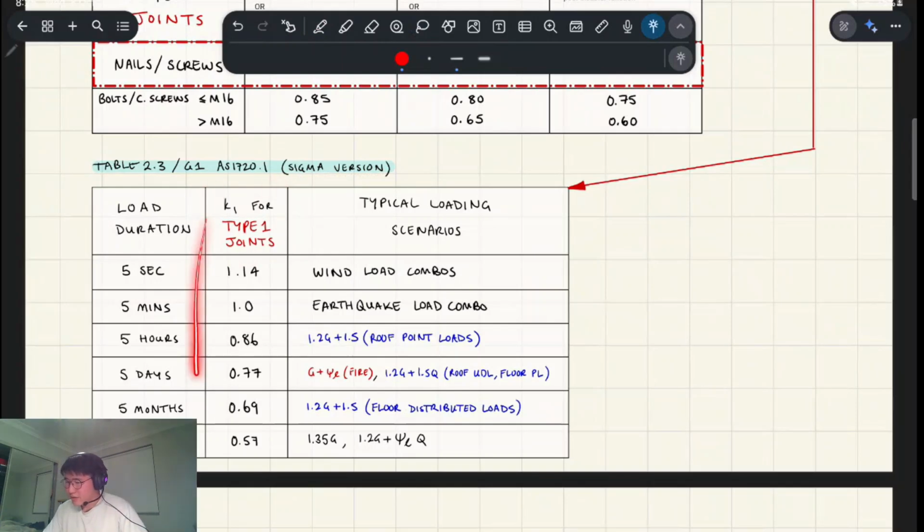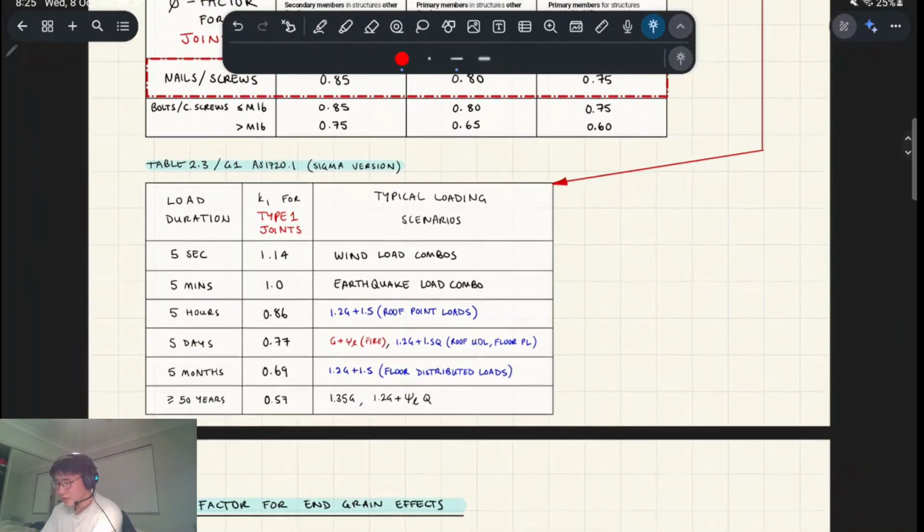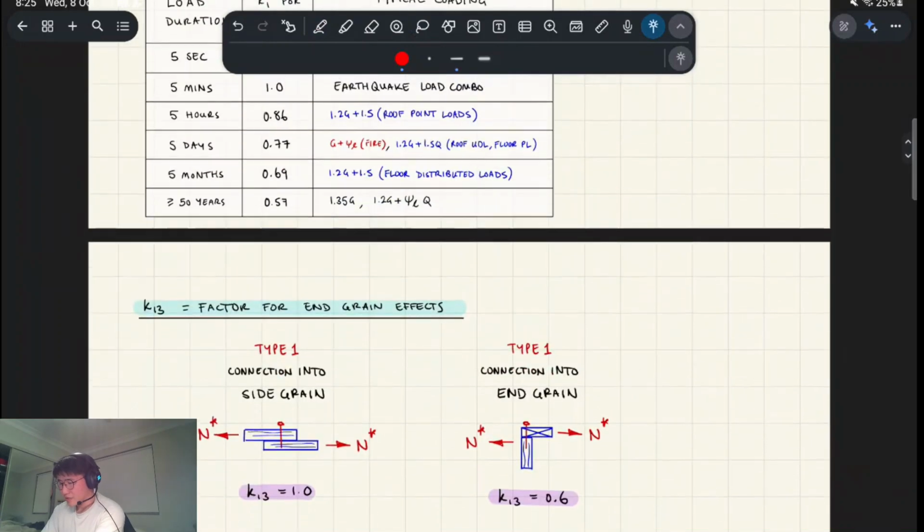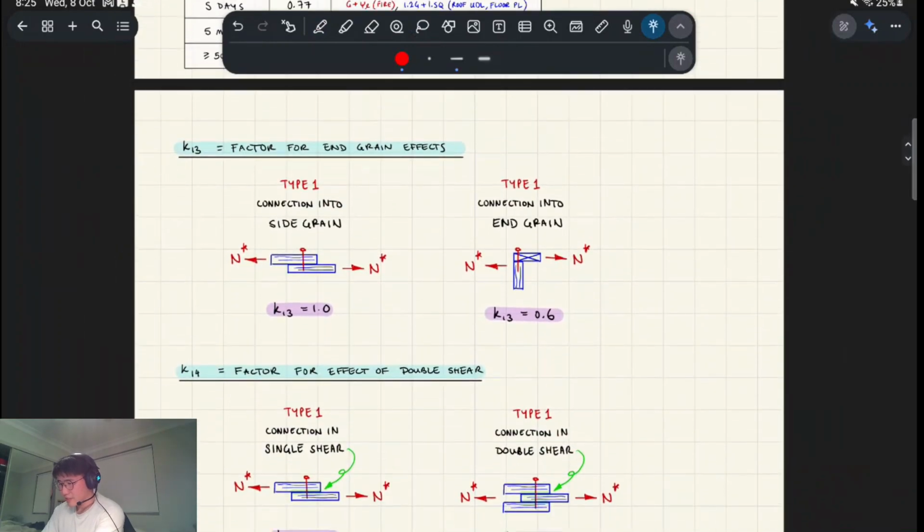So yeah, the K1 factors for fasteners. In fact, K1 is actually a modification factor. In the case that you have such a short duration load, like wind load, this becomes an increasing factor, which you don't see for members, right? And this is for type 1 joints, because later you'll see for type 2 joints, you don't use the K1 factor. K1 factor only affects shear joints. But yeah, you should be relatively familiar with the rest of that.